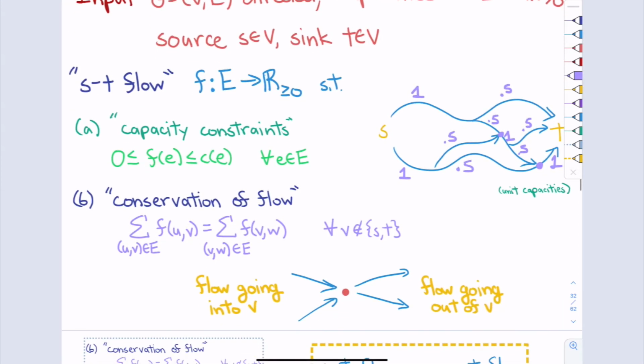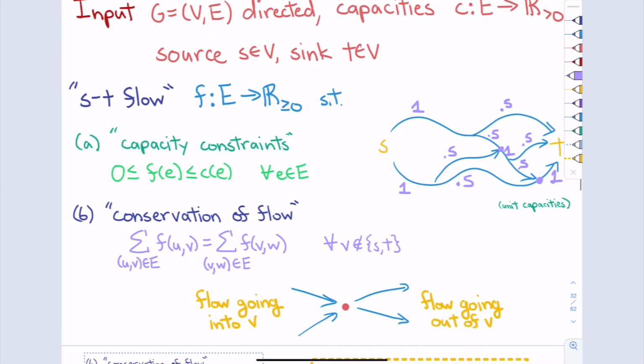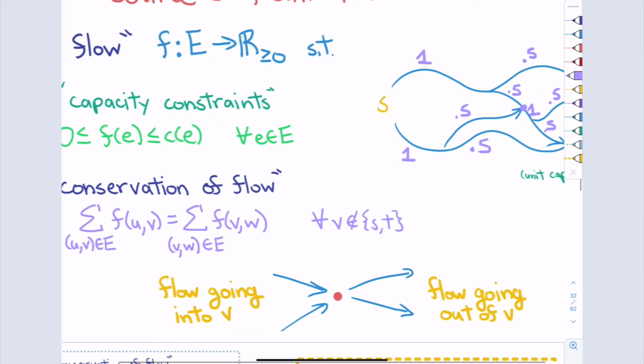So, conservation of flow. Capacity constraints we're used to; conservation of flow is maybe the new thing. We're saying that the amount of flow that goes in, 3 units there, 5 units there, has to be equal to the total amount of flow going out for every vertex except for those endpoints.